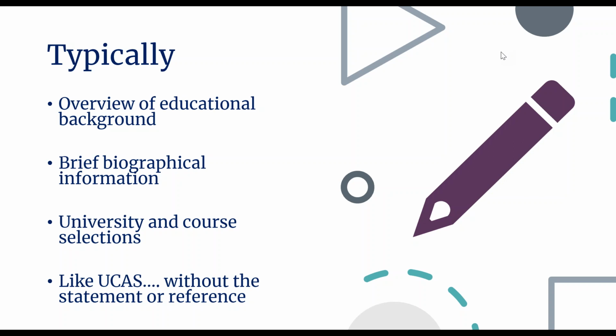If that's just applying directly to a university, then they'll select the course or courses they're applying to at that university. If they're going through one of these systems like Apply BC or OUAC, then they'll select the universities and the courses as well. So commonly, it's going to be like a UCAS application, but without the statement, and indeed, from the advisor's point of view, without a reference being submitted.